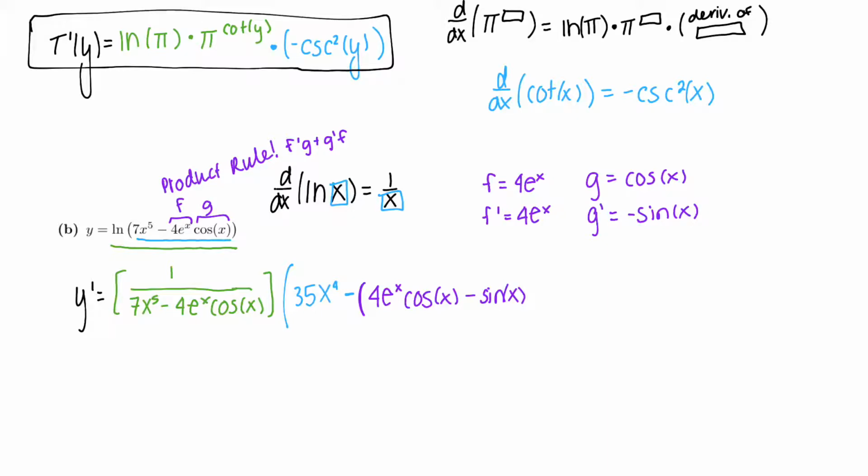And then times f, which is 4e to the x. And that would be my entire derivative, which is cool. And the answer, we can box this. That's really neat.